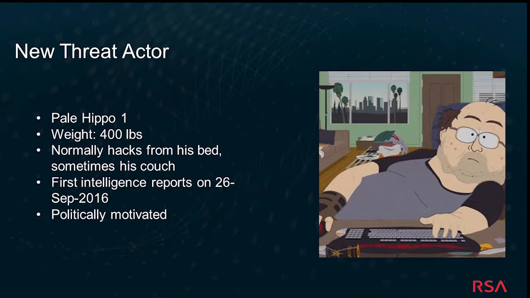People also talk about the evolution in the threat landscape, that attackers are getting more sophisticated. In fact, we got some new threat intelligence recently about a new threat actor. His name is Pale Hippo 1. Apparently he weighs about 400 pounds. I'm told he normally hacks from his bed, occasionally from his couch. First intelligence reports came on the evening of the 26th of September. Anybody watching the presidential debate probably realized where this came up. And he's very politically motivated from what I can tell.